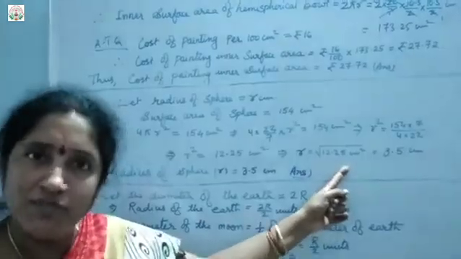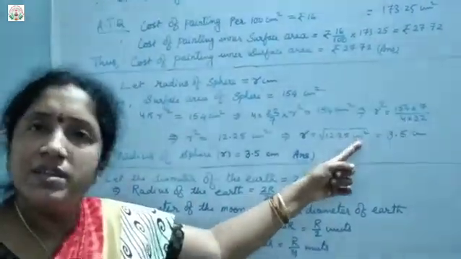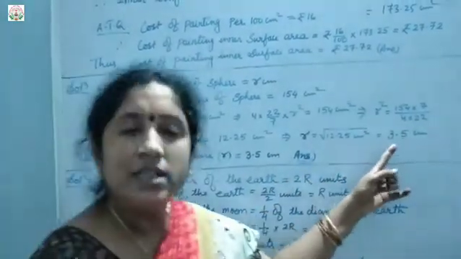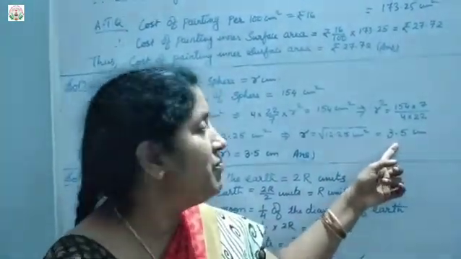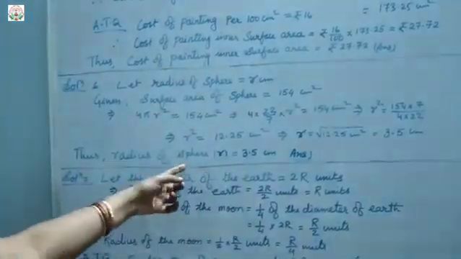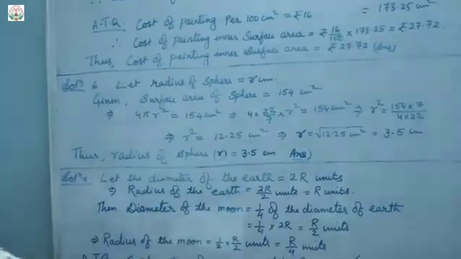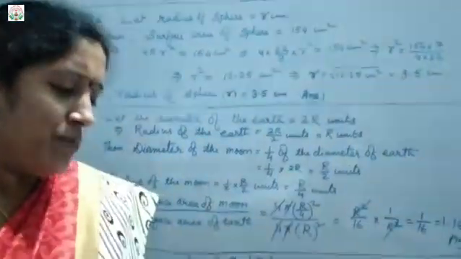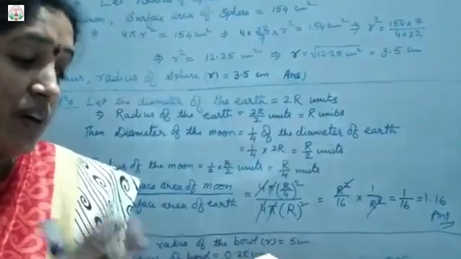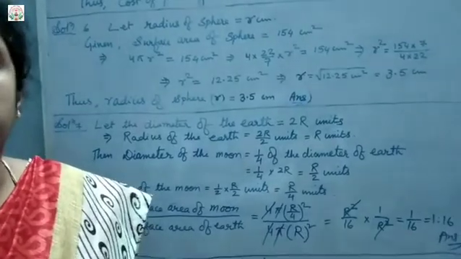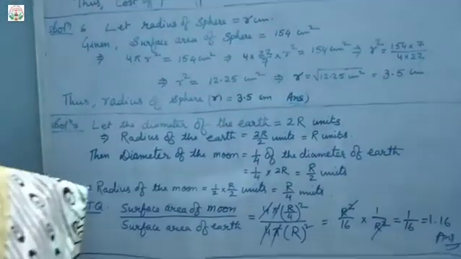Square root of the same, that is 12.25 cm square. So now finding the square root, what you will get? 3.5 cm. Thus the radius of the sphere is 3.5 cm. After that, let us see 7th question. The diameter of the moon is approximately 1/4 the diameter of the earth. Find the ratio of their surface area.